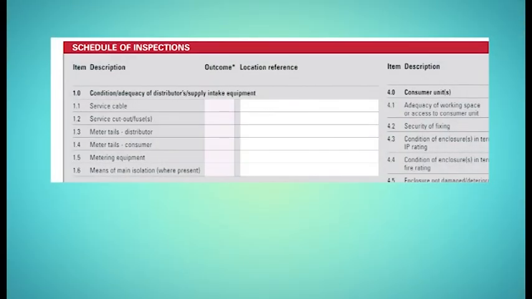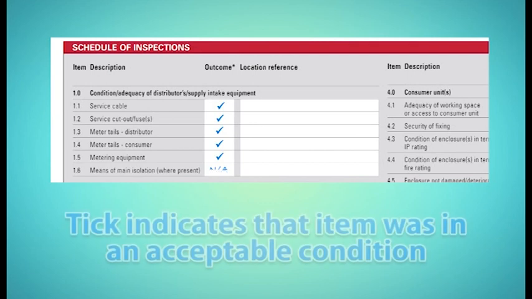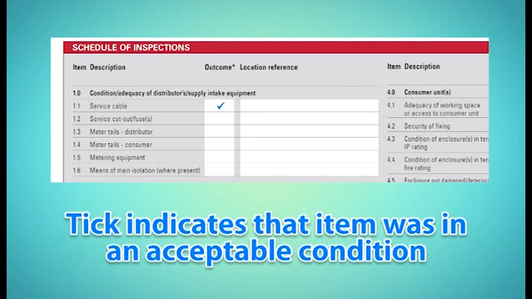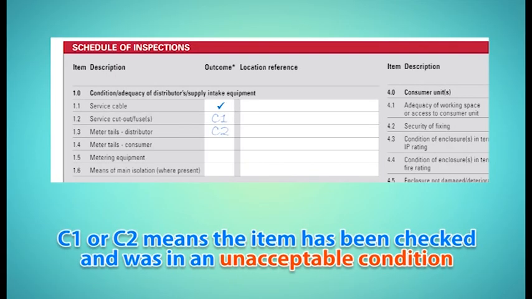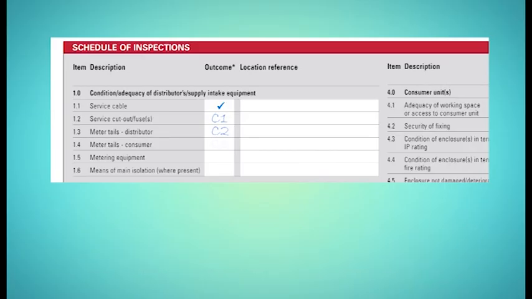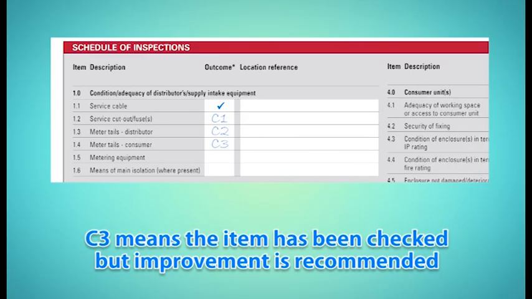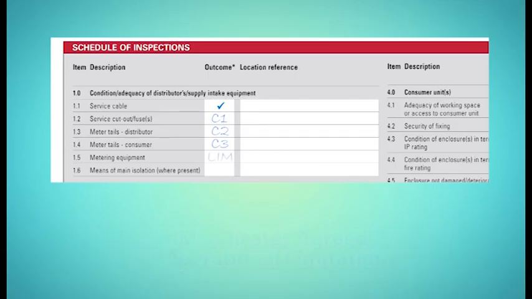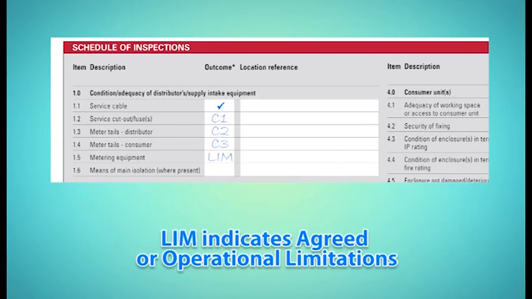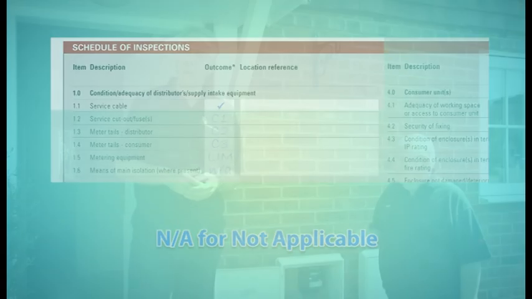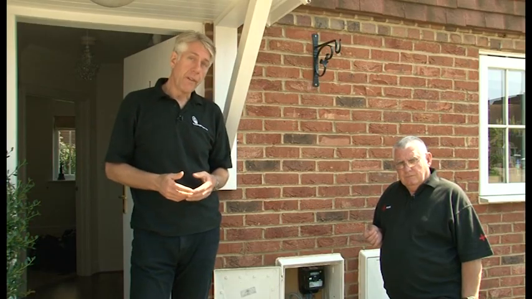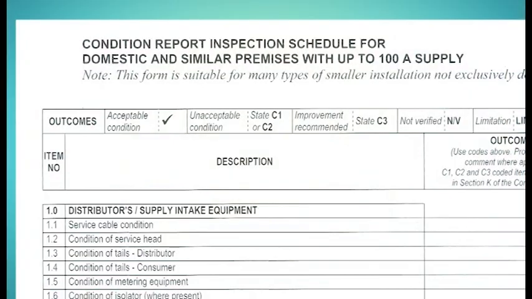It's important to say that at this stage, no outcome box on the schedule of inspections should be left blank. A tick should be inserted if the item is checked and it is in an acceptable condition. An unacceptable condition will be categorised as either C1 or C2. Code C3 will be used to indicate if improvement is recommended. If the item was a limitation, then the letters LIM must be inserted, or if the item is not applicable, just NA. If for whatever reason an item cannot be verified, the model form allows for a code NV to be used, which means not verified.